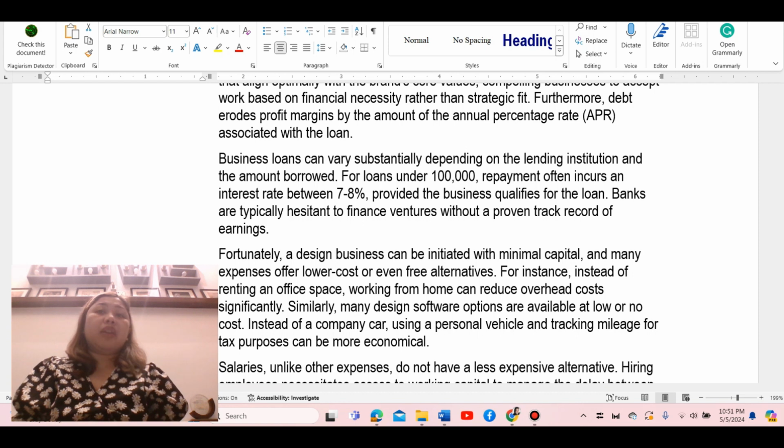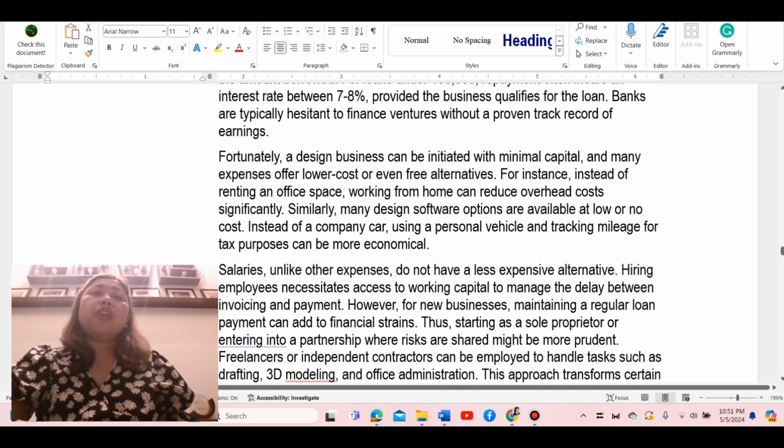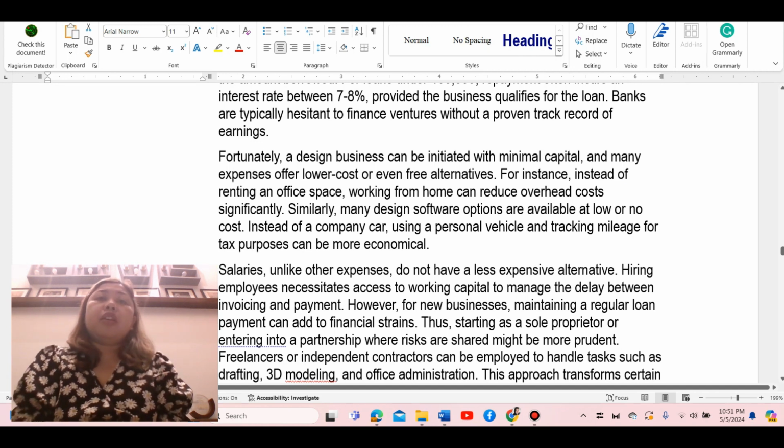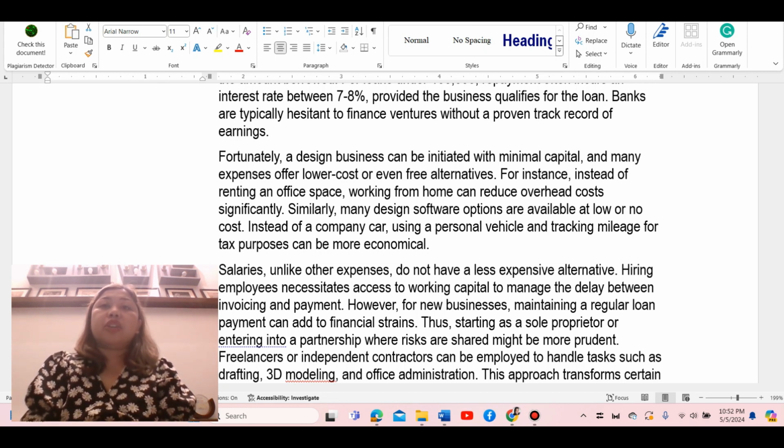For loans under 100,000, repayment often incurs an interest rate between 7 to 8%, provided the business qualifies for the loan. Banks are typically hesitant to finance ventures without a proven track record of earnings. Fortunately, a design business can be initiated with minimal capital, and many expenses offer lower cost or even free alternatives.